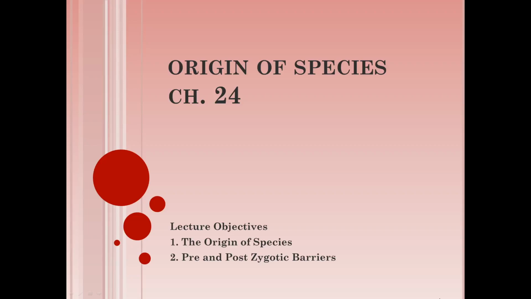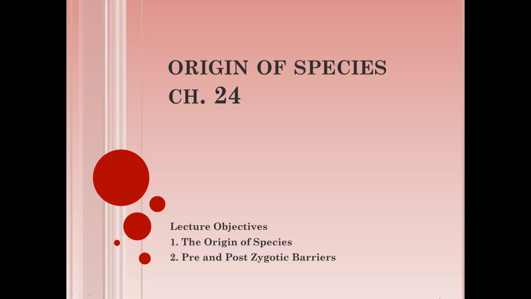Okay, welcome to our last lecture for Unit 1. We're going to be talking today about origin of species, which is defined in Chapter 24. We're going to talk about how species are formed, so how do new species come to be, and then kind of on the flip side of that, how does nature try to prevent new species from forming?